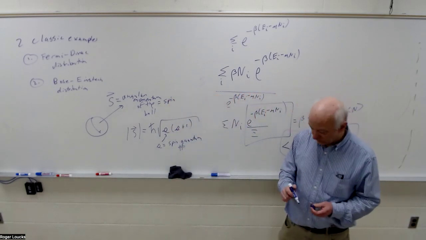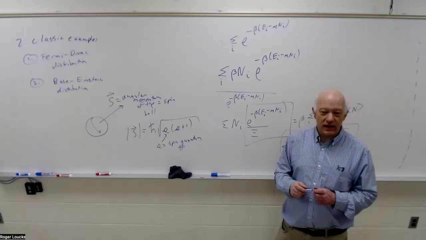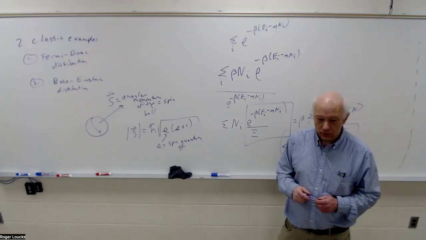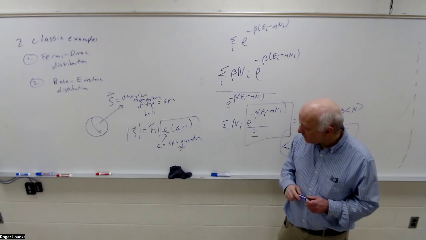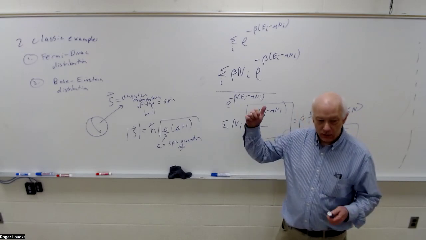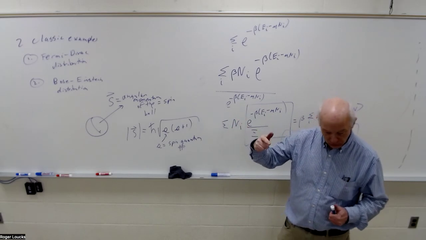I'm just going to state this as a fact. It turns out, can you have any S? Can I have like a third? No. The only things you can have for S are half integers and full integers.